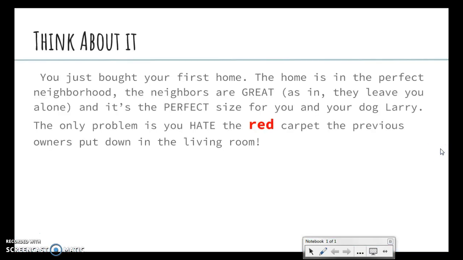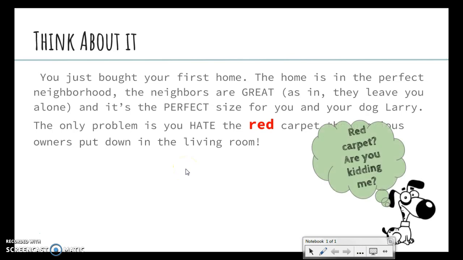So let's say you just bought your first home. The home is in the perfect neighborhood. The neighbors are great, as in they leave you alone. And it's the perfect size for you and your dog, Larry. The only problem is you hate the red carpet the previous owner put down in the living room. So should you just get a whole new house? Absolutely not.